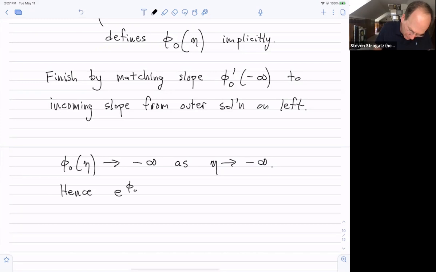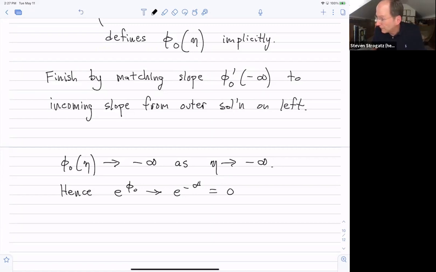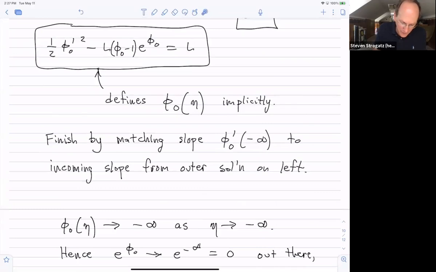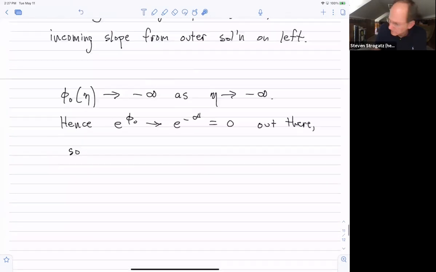Which means that this term e to the phi zero that keeps coming up in the expressions is going to go to e to the negative infinity, which is zero out there. And so I can get rid of that nasty term in my energy. That is, I'm claiming this term becomes transcendentally small as I do the match. And so I'm just going to have 1/2 phi zero prime squared has to equal L.